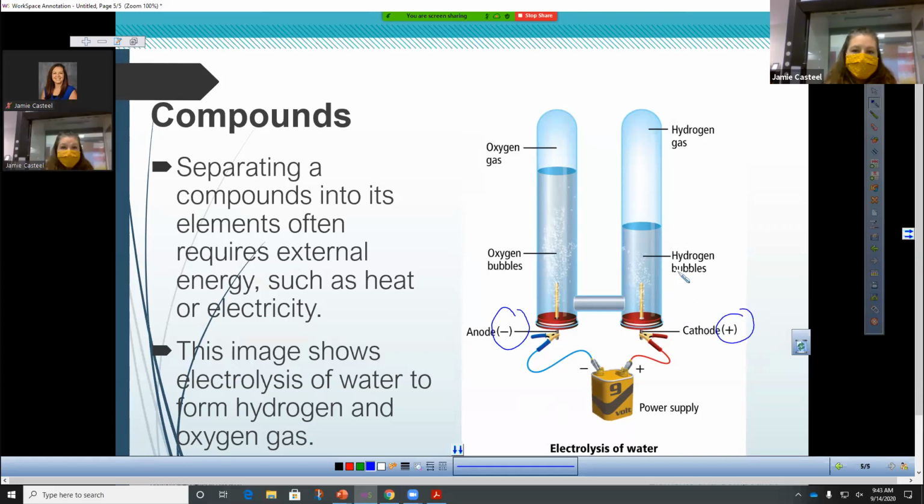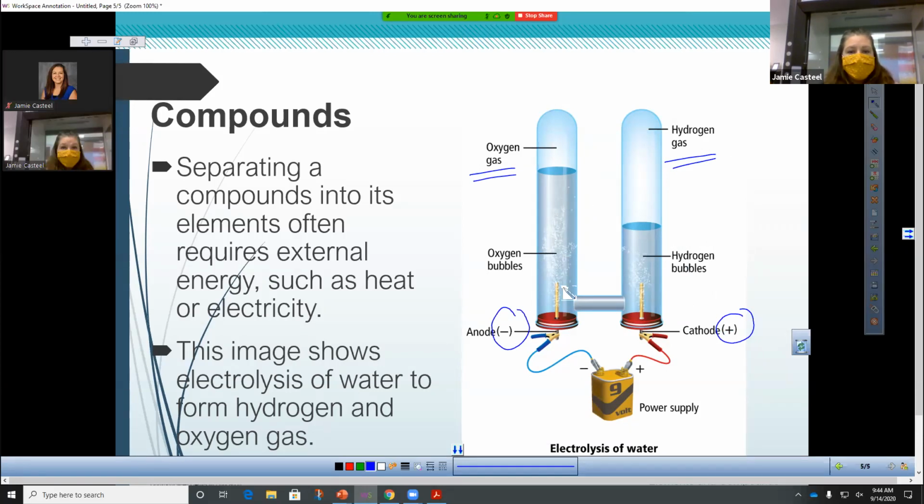What do I get from the one on the right? Good, I get hydrogen. From the one on the left? Oxygen. Which one seems to be taking up more space? Look at the gases right here and right here. The hydrogen's taking up more space. We'll go over why in just a little bit, okay?